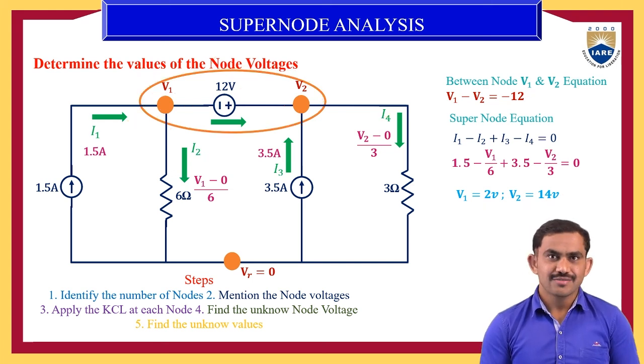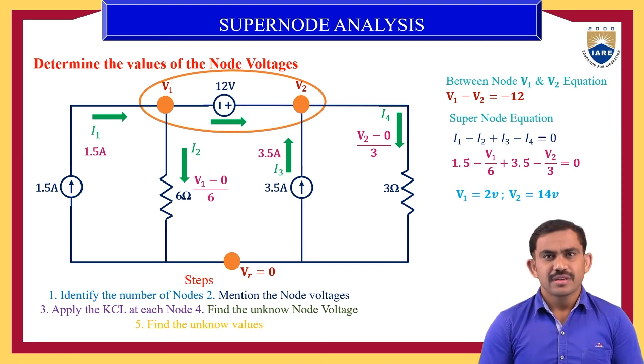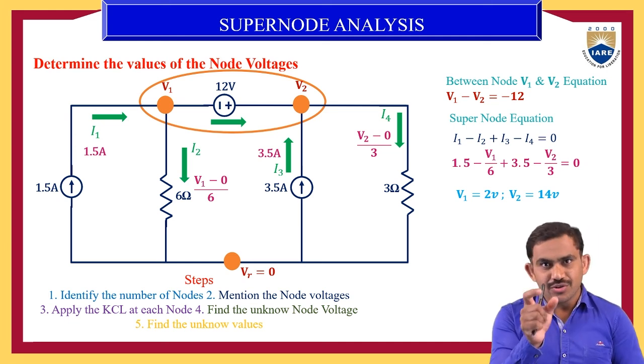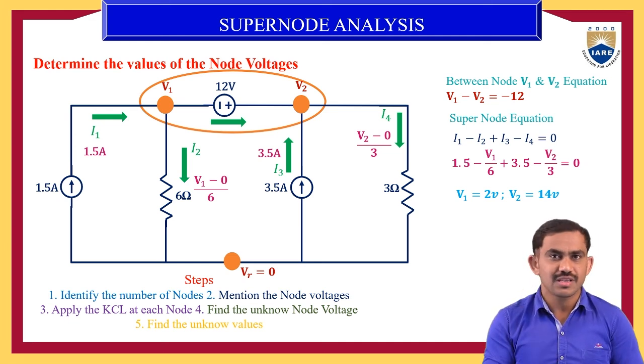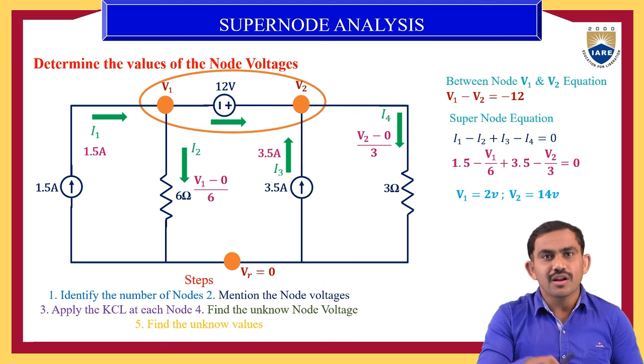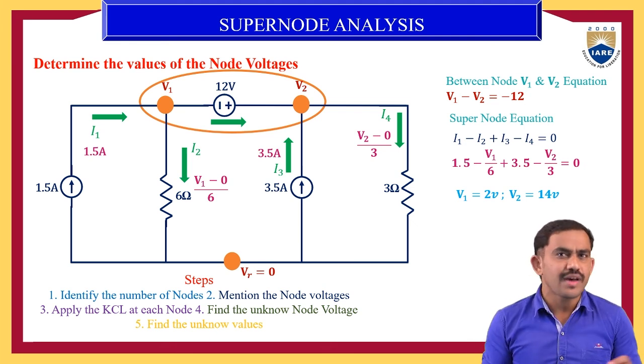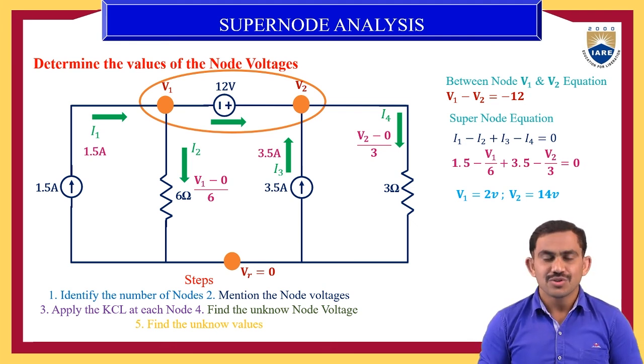For any circuit, just find out how many nodes we have. Then if you have any ideal voltage source between two nodes, move to the supernode. Then write the equation between the nodes, that means the ideal voltage source equation. Then write the nodal equations. Then find out the values. So these are the simple steps to find the node voltages.